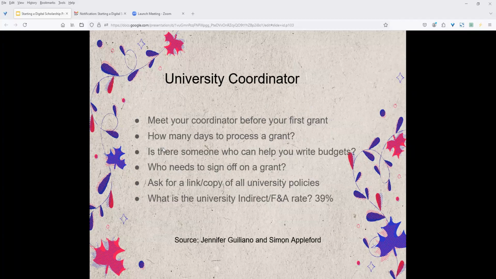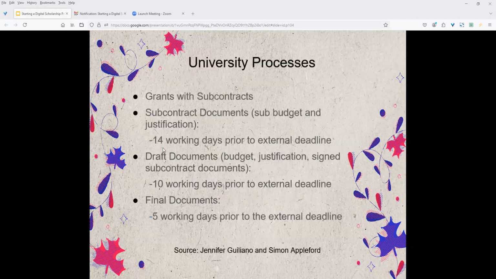University coordinator. You can meet with your coordinator before your first grant. How many days to process a grant is what you've got to ask them. Is there someone who can help you write the budgets on campus? Who needs to sign off on a grant? And you can ask for a link or a copy of all university policies, and understand that if you're asking for a certain amount of money from a grant or from an institution, the university itself will take a cut from that. So you need to talk with your folks and know how much that cut is and how it is going to impact your budget moving forward.